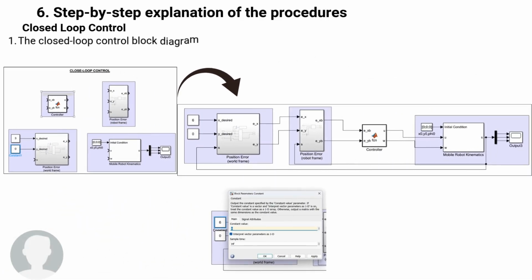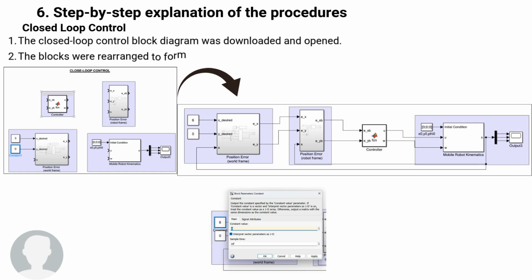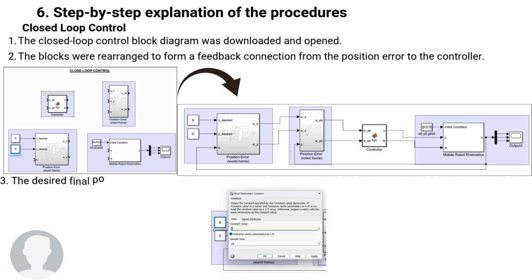For the step-by-step closed-loop control observation, the given closed-loop control diagram was downloaded and opened, and then the blocks were rearranged to form a feedback connection as shown in the figure, from the position measurement to the controller. Then we used the same desired position as in part A and input it into the system.